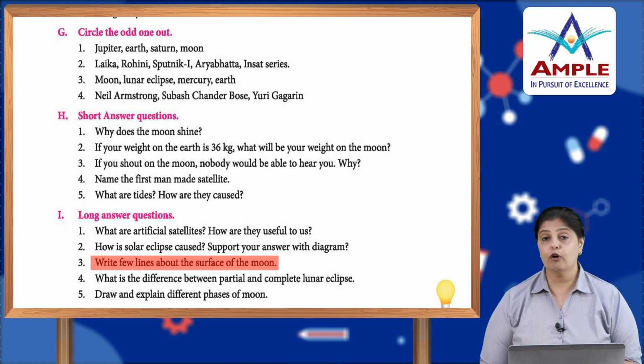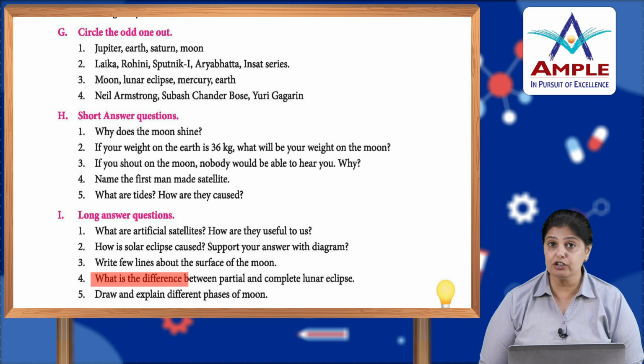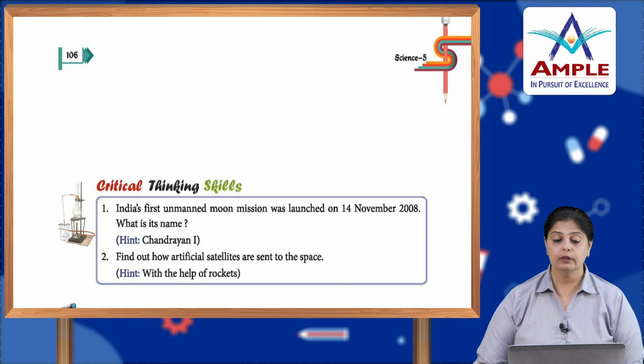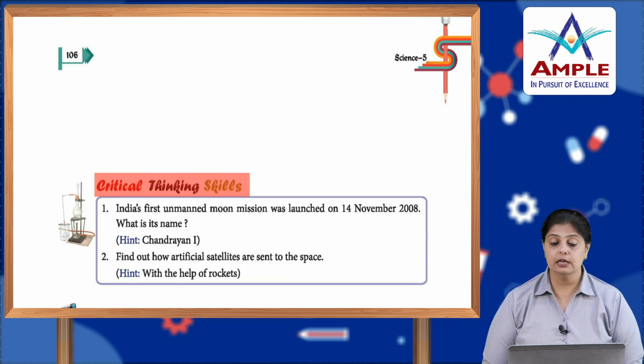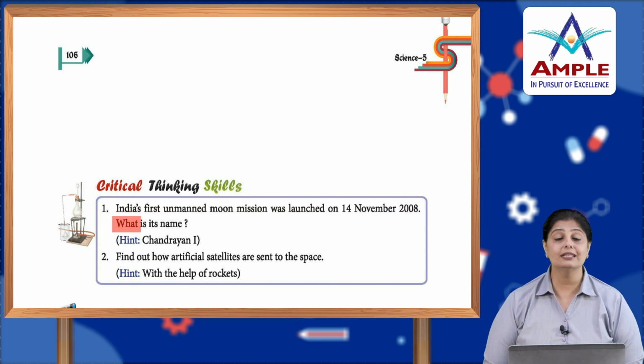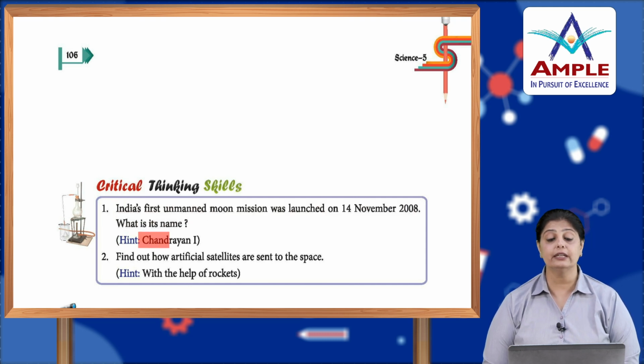Write a few lines about the surface of the moon, okay. What is the moon made up of? What is the surface of the moon like? What is the difference between partial and complete lunar eclipse? And draw and explain the different phases of the moon. Now, critical thinking skills. India's first unmanned moon mission was launched on 14th November 2008. What is its name? It is known as Chandrayaan-1.